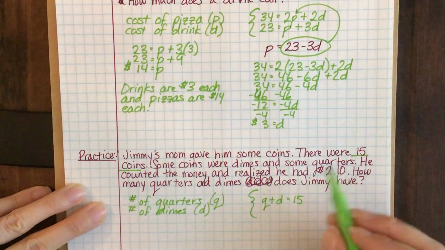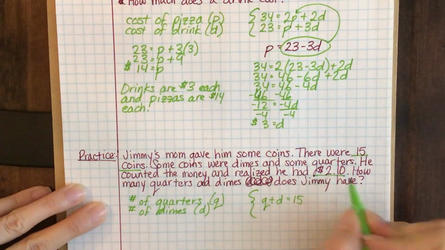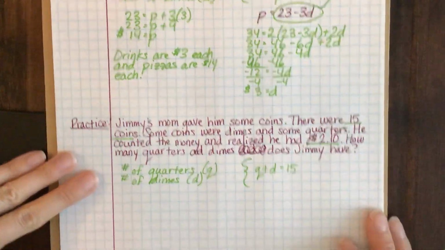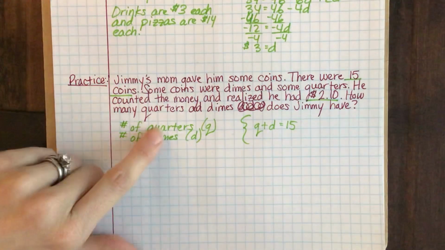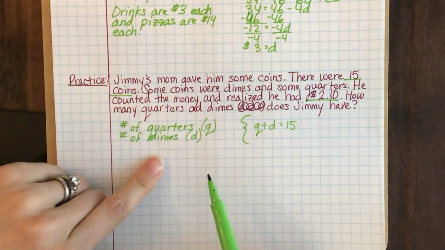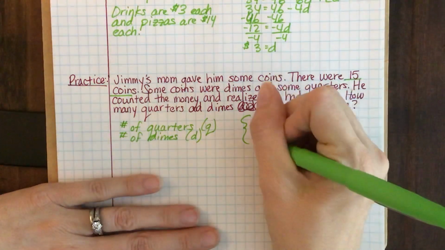He counted his money and realized he has $2.10. How many quarters and dimes does Jimmy have? Okay, that's the second piece of information. Now we're switching gears. We're talking about the value of those coins. Well, we know that quarters are 25 cents. So if we multiply 25 cents times the number of quarters we have, that will give us the value of those quarters. So that's what I'm going to do.